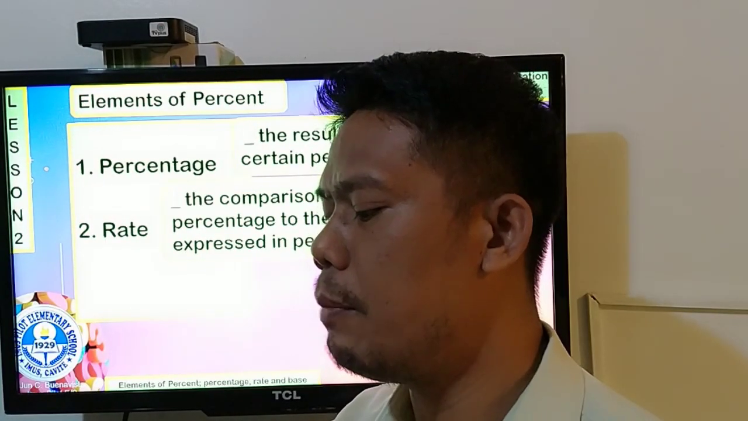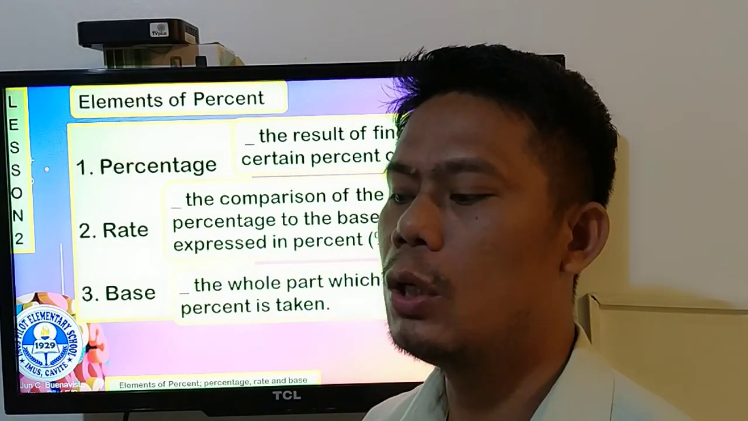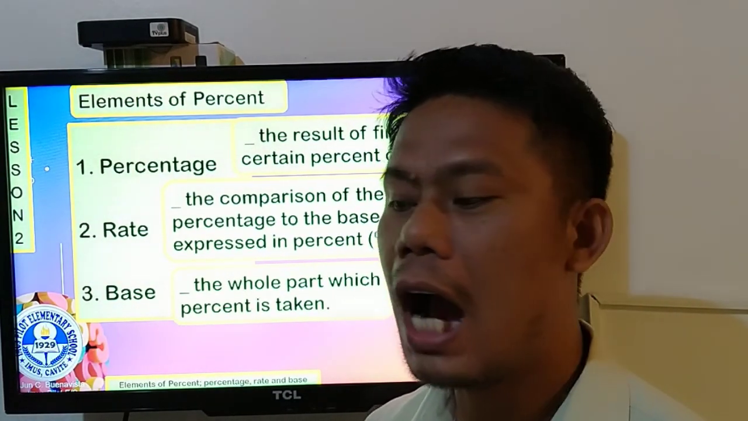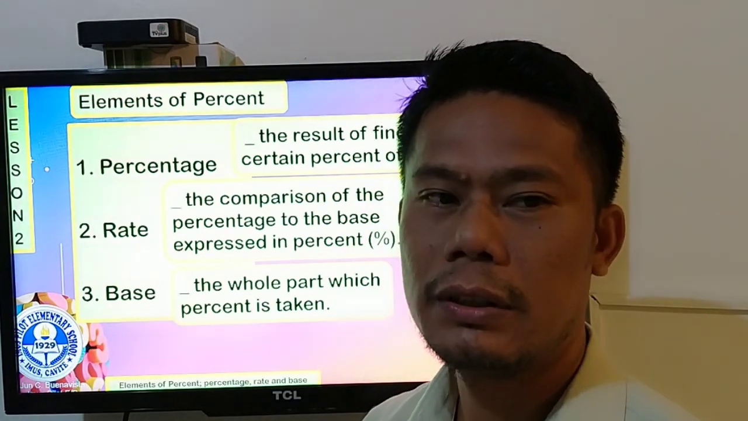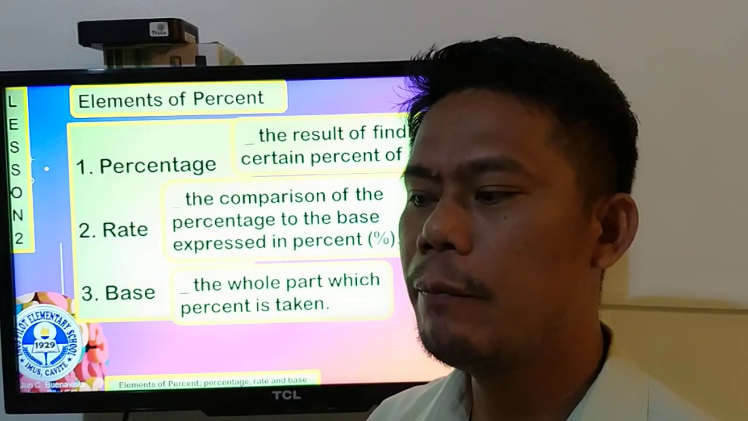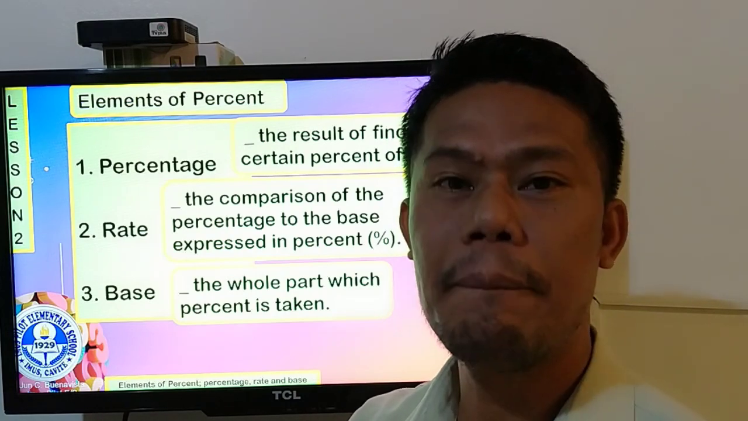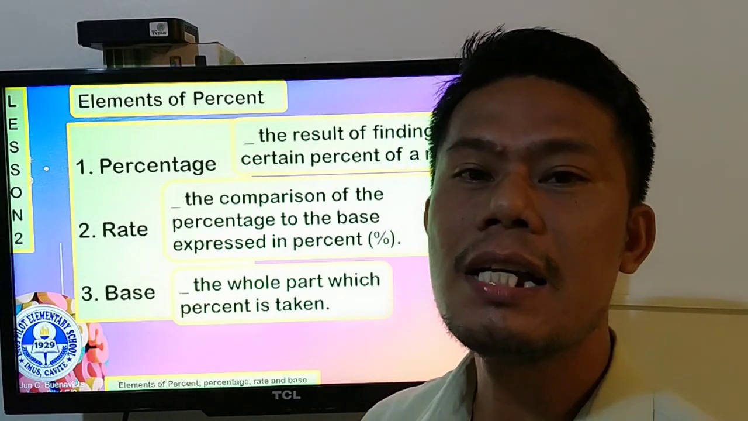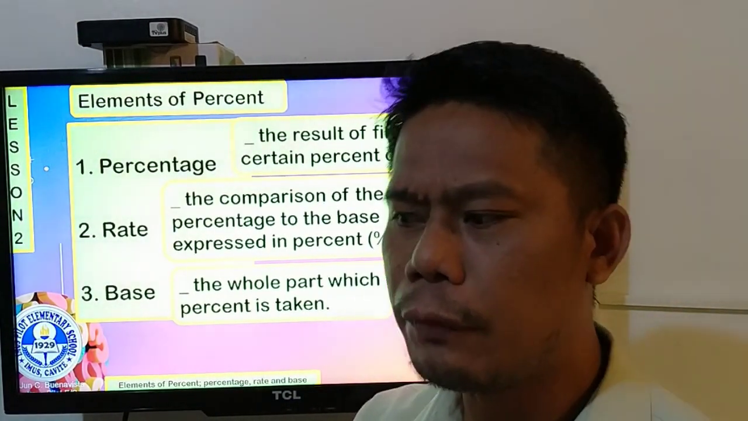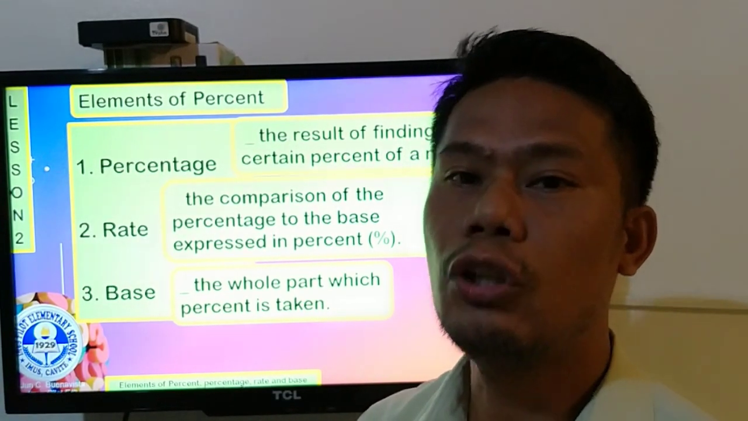And then the third element of percent is the base. Again, the base is the whole part from which percent is taken. Ito ang kabuuan, ang isang buo. That is the base. So if we are going to compare the numbers, the base has the higher value compared to the percentage. It depends upon the situation. Let's say for example, the given rate is 200%. So therefore, the percentage is higher than the base because the base is doubled.